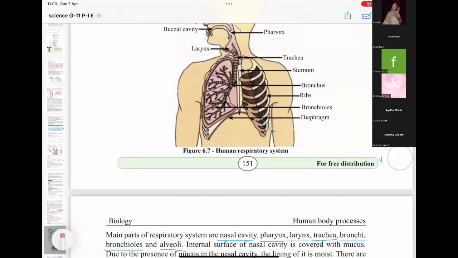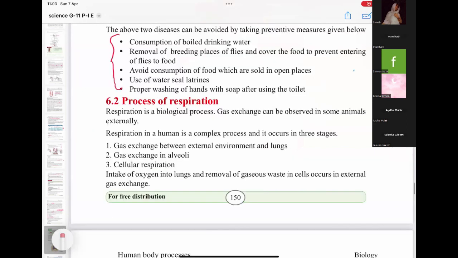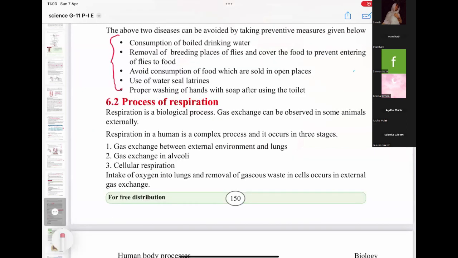Here also we should understand the functions of respiration. Why do we do respiration? What is the respiratory system, the function of the system, and the related diseases. We'll go a little bit fast, because we have already finished 1 hour with digestion.